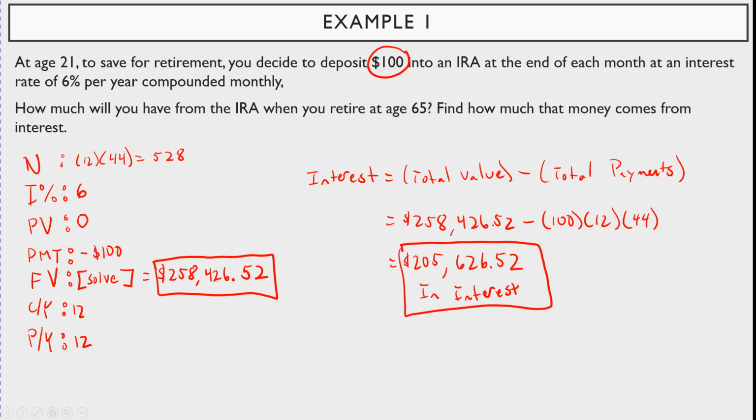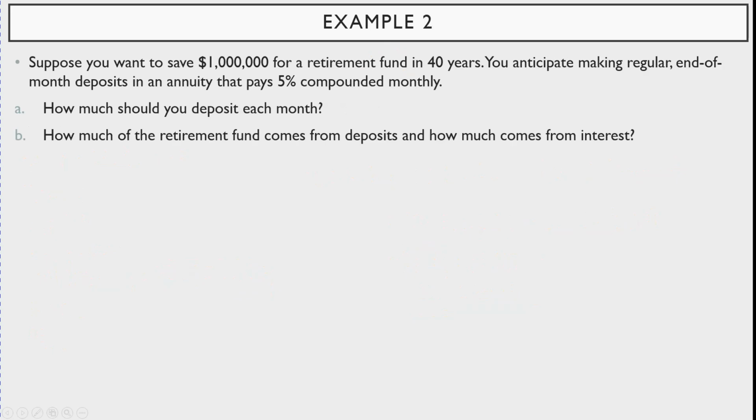All right, let's try another one. Suppose you want to save $1 million for retirement in 40 years. You anticipate making regular end-of-month deposits into an annuity that pays 5% compounded monthly. So how much should you deposit each month, and how much of the retirement comes from deposits, and how much comes from interest? Okay, so let's go through.